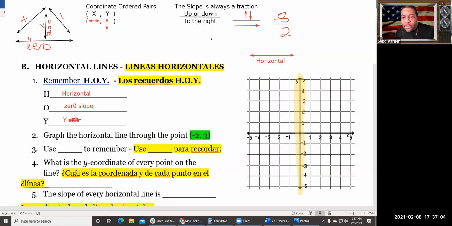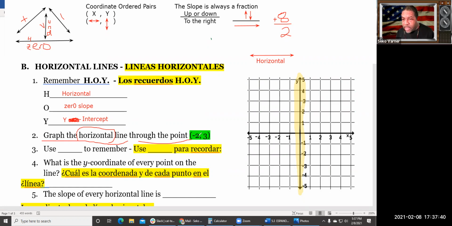And oh, I put axis. You know what I should have put? I should have put Y-intercept. I should have put intercept. All right, will that work? I'm going to move it over. Okay, so Y-intercept. Okay, so let's do this. Let's have some fun now. It says, number 2, graph the horizontal line. Now, what type of line is it? Horizontal line. Through the point.